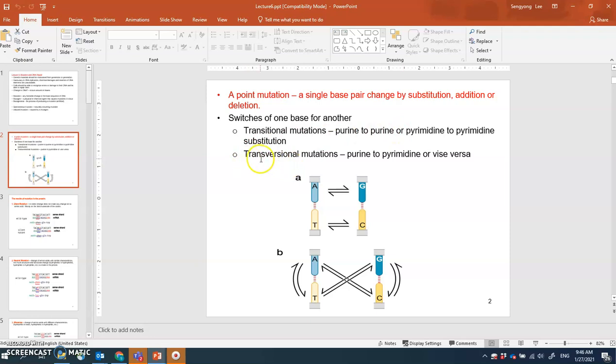Which is transversional mutation. That's a switch between two different base groups, like a purine to pyrimidine change, or a pyrimidine to purine change. So understand the definition of this: transitional mutation versus transversional mutation.